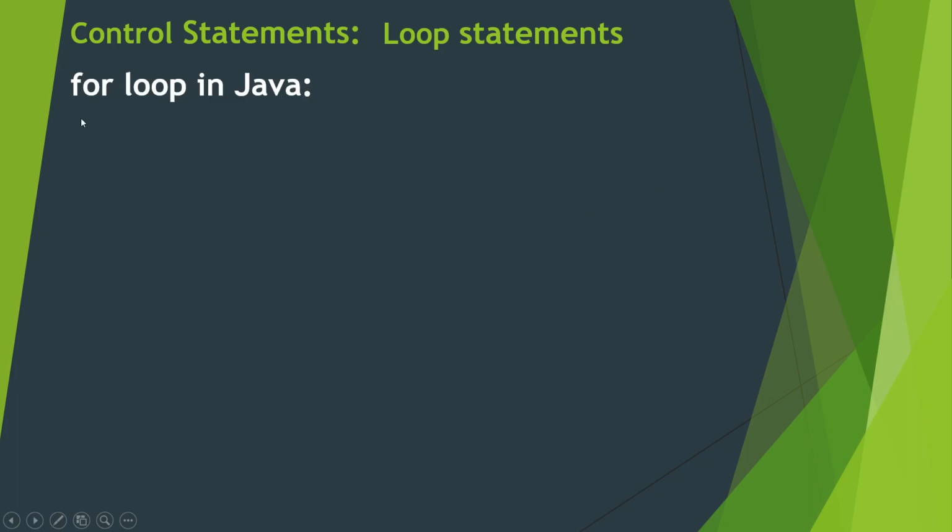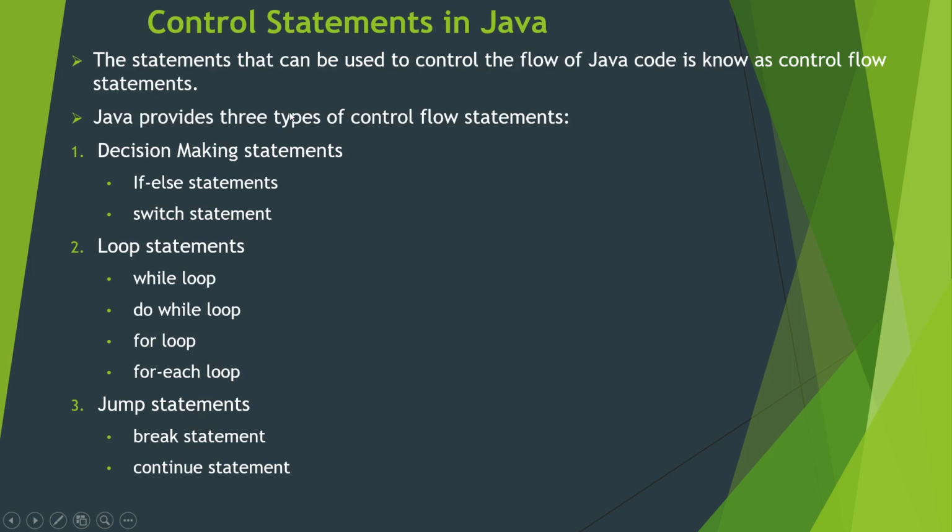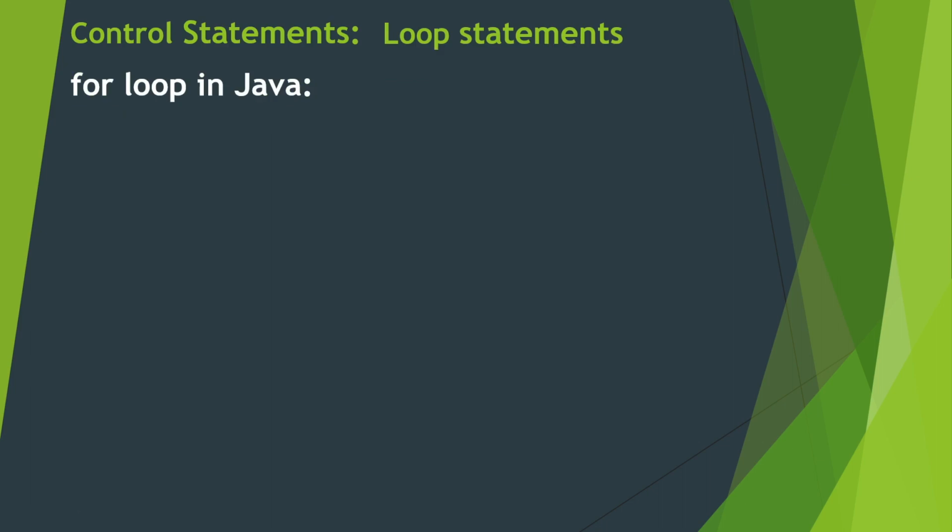In today's topic, let's talk about the for loop in Java, which is a type of control statement. In the last couple of sessions, we have already started with control statements in Java, where we have seen decision-making statements, if else and switch, and then we also started with loop statements, while and do while. The third type of loop statement is the for loop. Let's start with that in this topic.